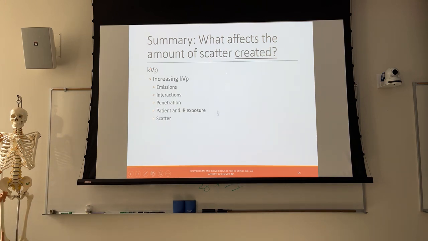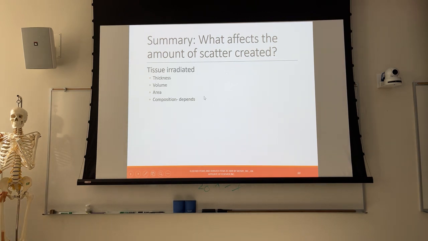All right, so with the increase in kVp, we get an increase in emissions from the tube, emissions from the patient. We get a higher number of more interactions inside the patient, but more penetration. Patient and image receptor exposure increases, but we get a tremendous amount of scatter.